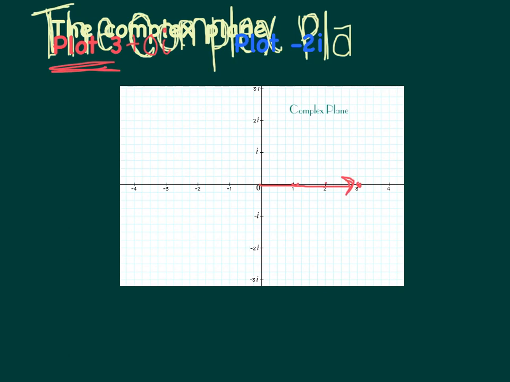Now plot negative 2i. This is the other case where we have no real part. You could think of this as plus 0 for the real part. So I'm just going to go down 2 and nowhere left and right. So it's going to look like that.